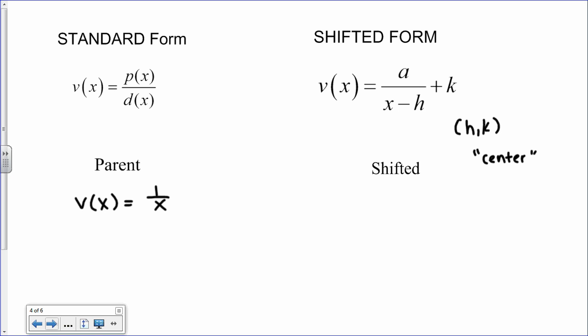But a is an integer. Well, it could be a fraction too. So sorry, it's a rational number. The main thing I want to point out is that it is just a number. So it is not a polynomial anymore. There's not an x in the numerator when it's in shifted form.